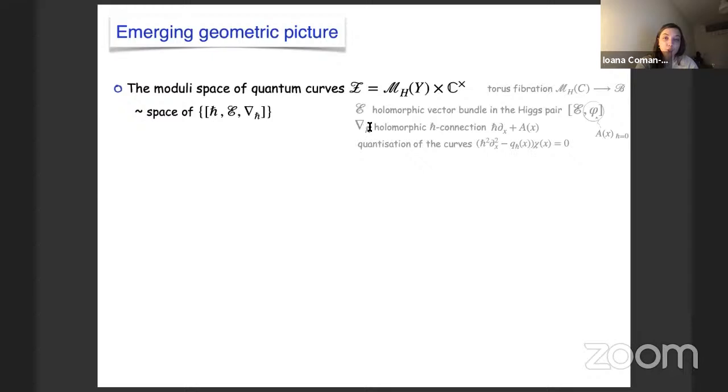And now by a series of projections, it is possible to go from this space, the calligraphic one, first to the Hitchin moduli space by simply forgetting H-bar here, and identifying the connection matrix with H-bar set to zero with the Higgs field. And then from here there is a further projection to the base of the Hitchin fibration, which maps the Higgs field to the quadratic differential that defines the Seiberg-Witten curve.